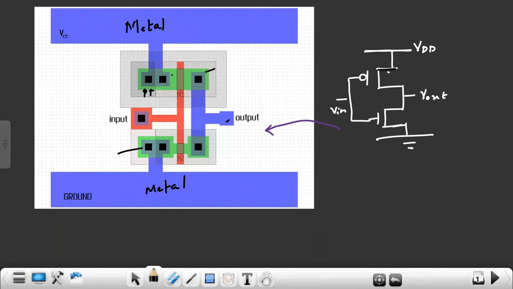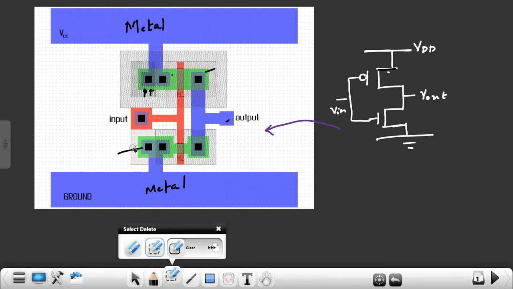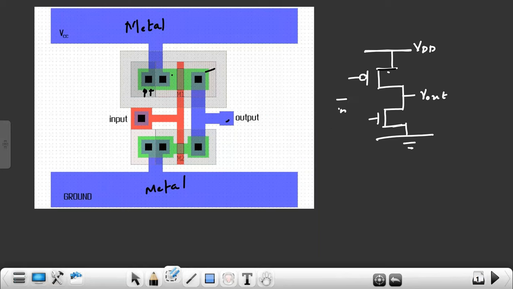This layout only the foundry can understand. By seeing this layout only, the foundry will fabricate the IC. So this layout information we have to pass to what? We have to pass to the, yes, this file is called GDS. In GDS, this layout only is present.